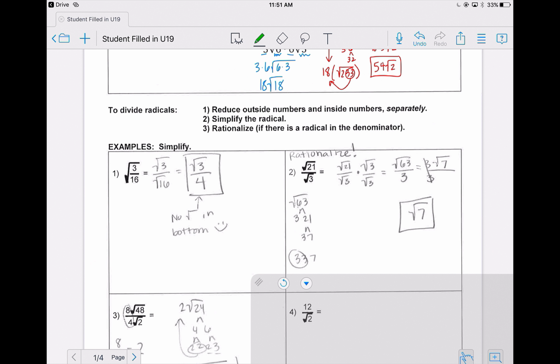So, today our notes are covering dividing radicals. In order to divide radicals, there are 3 steps that we must take. First, we reduce the outside numbers and inside numbers separately. Then we simplify the radical and rationalize if there is a radical in the denominator.